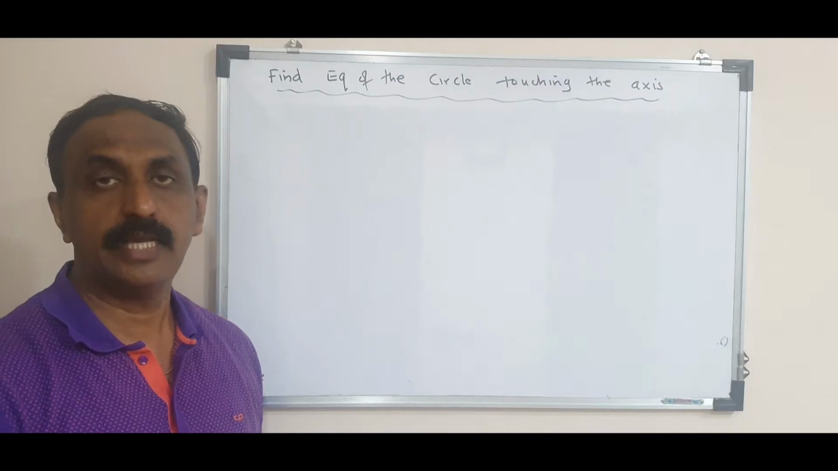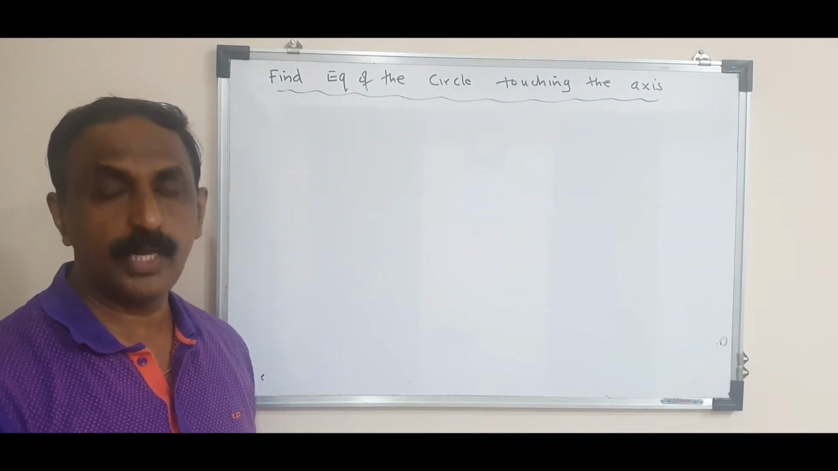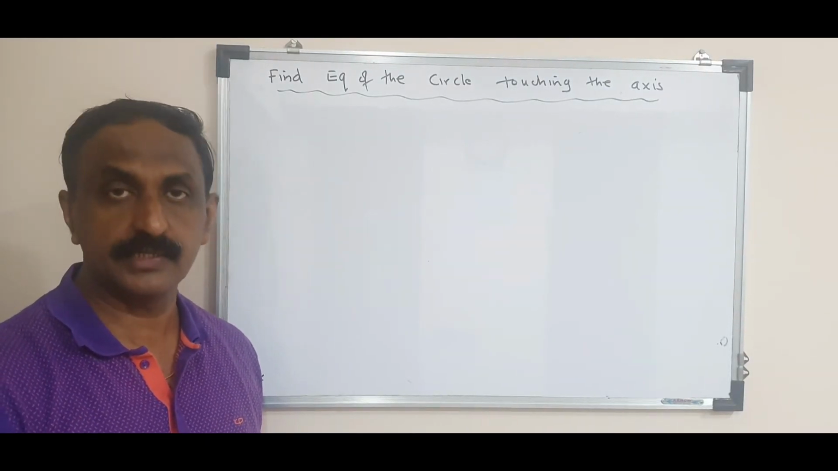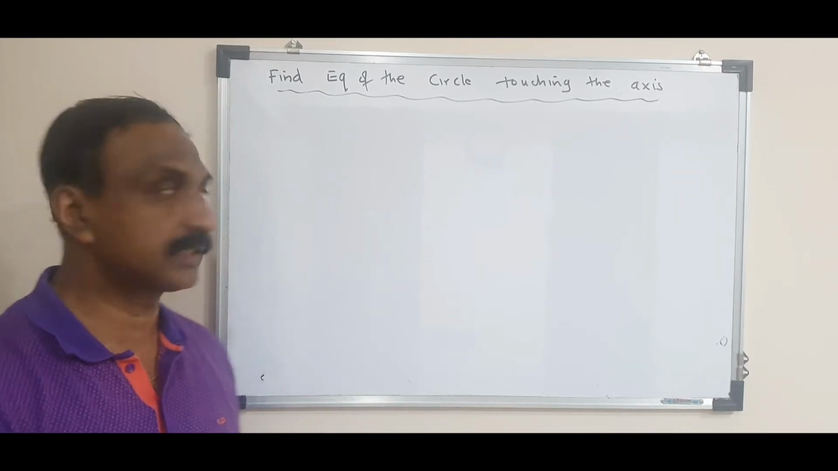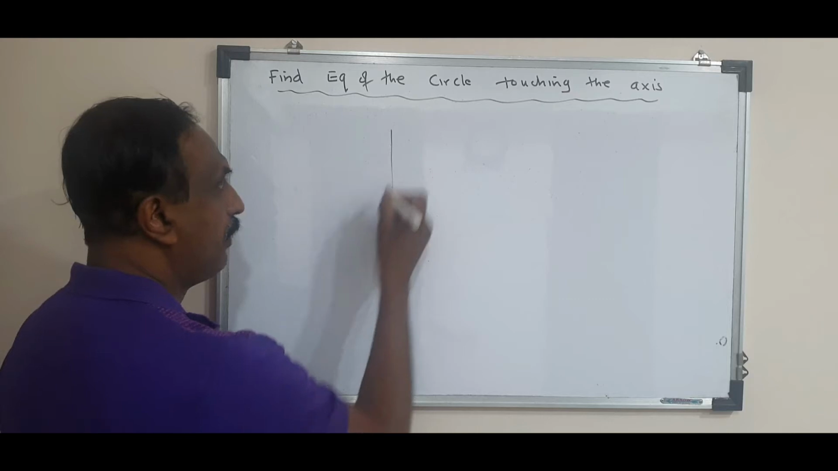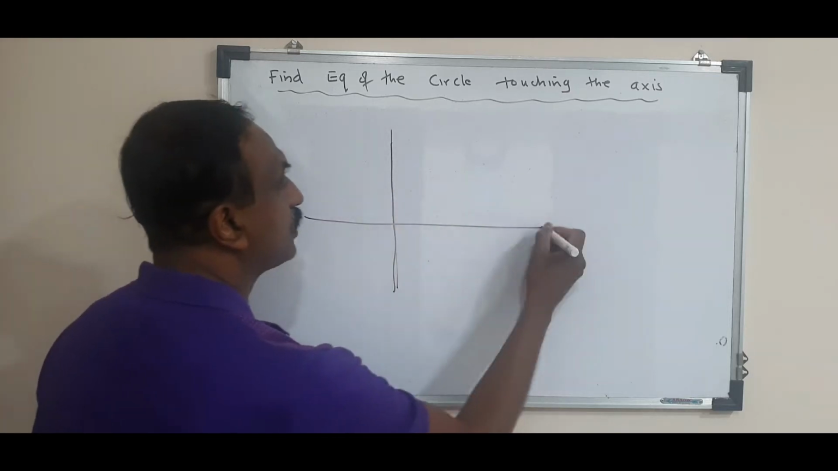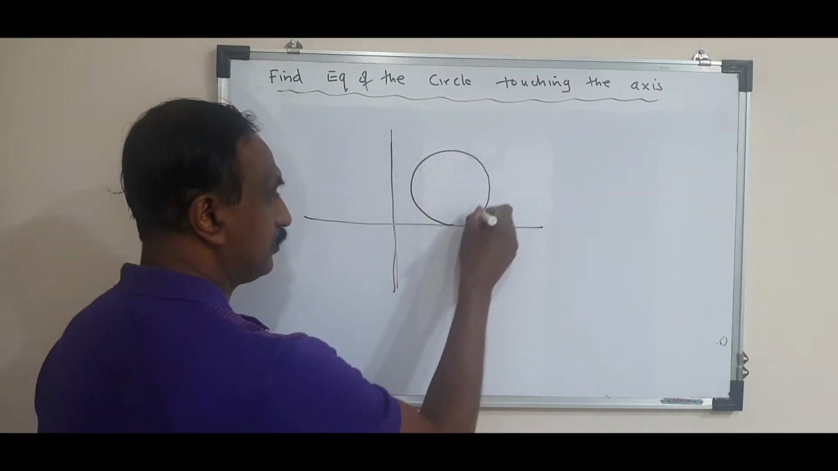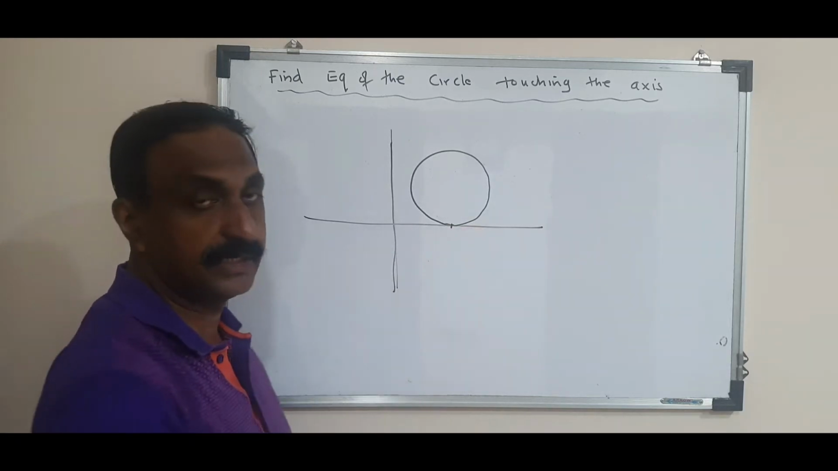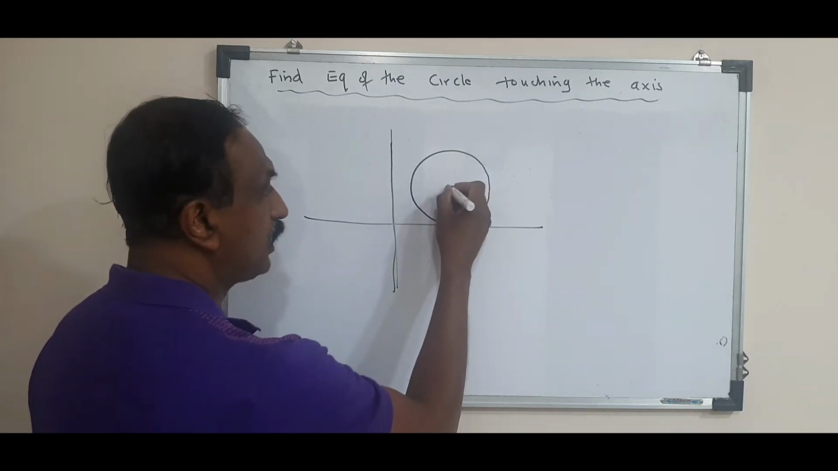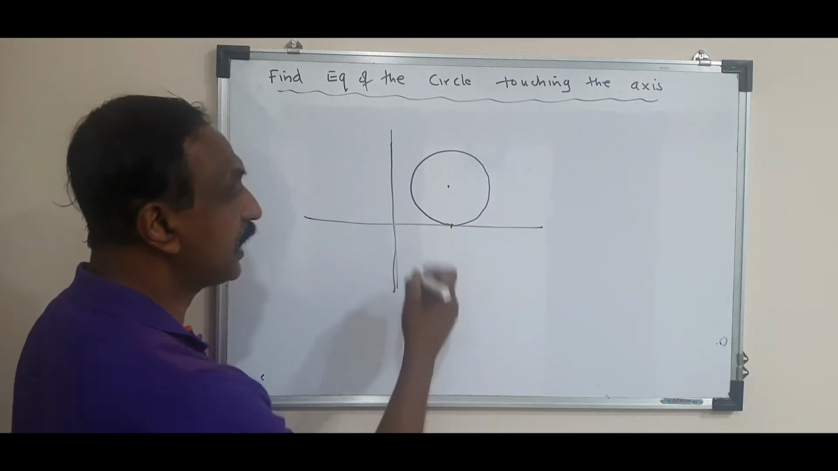Now let's see the equation of a circle touching the axis. What happens when a circle touches the x-axis? What happens when a circle touches the y-axis? What happens when a circle touches both the axes? So let's have a look at it. Imagine the circle is touching the x-axis. So when I say the circle is touching the x-axis, that means the x-axis is tangent to the circle. So what is the speciality of any circle touching the x-axis?